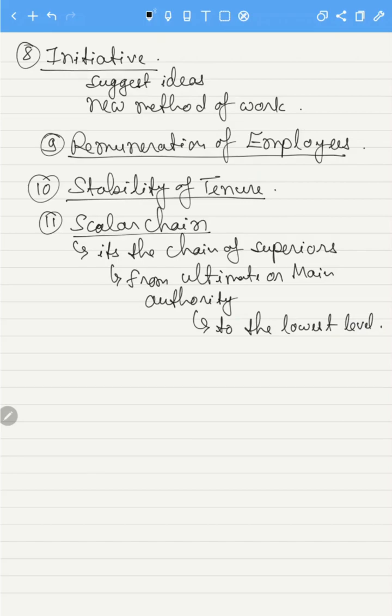Every order, every instruction, every message or request or explanation has to pass through a scalar chain. But for the sake of convenience and urgency, this path can be cut short, and this shortcut is known as gangplank. What is a gangplank? A gangplank is a temporary arrangement between two different points to facilitate quick and easy communication.